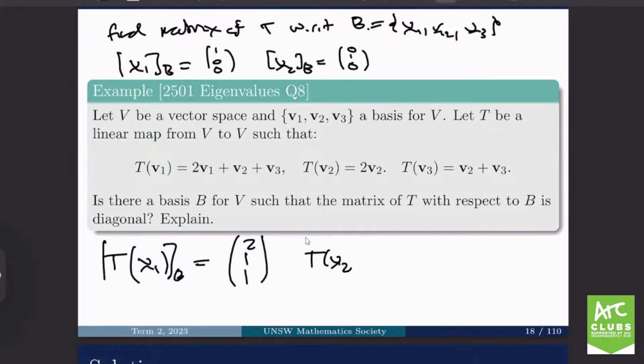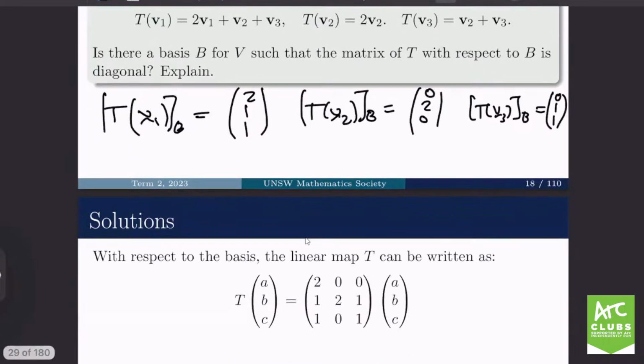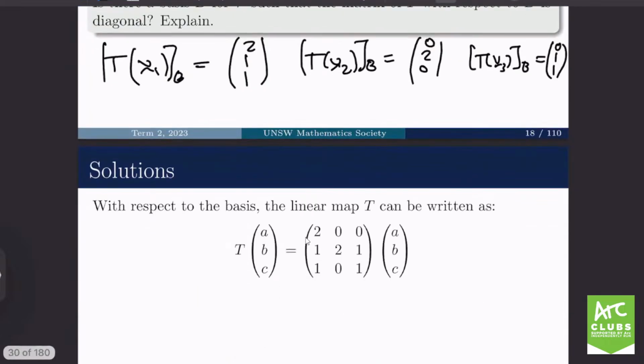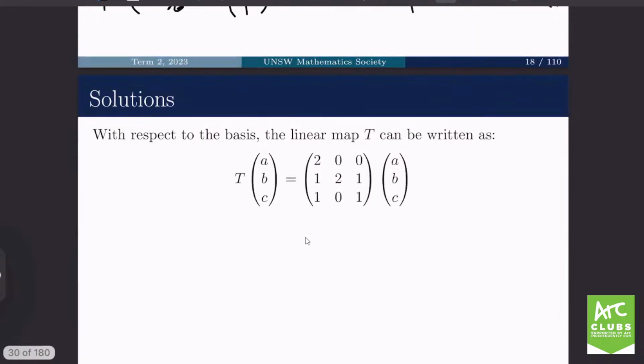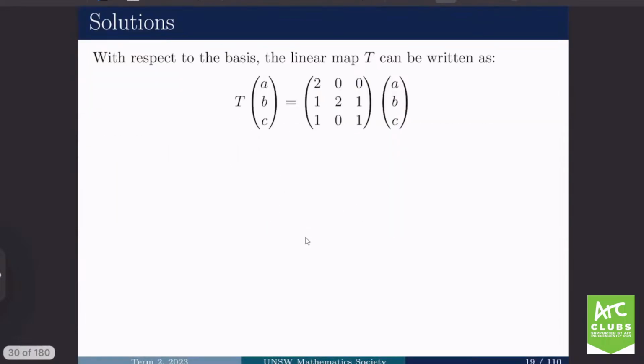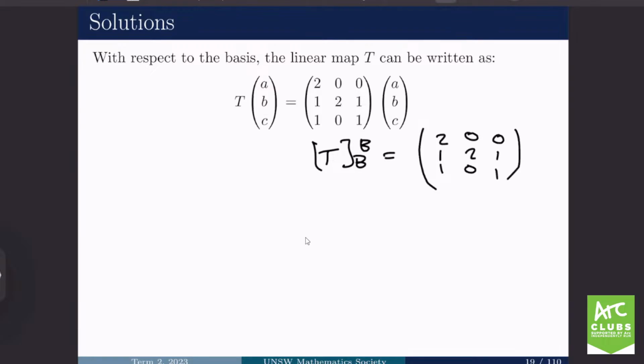And T of V2 with respect to my basis B equals (0, 2, 0). And T of V3 with respect to my basis B is (0, 1, 1). Okay, so the representation of the matrix with respect to the basis B will be this. So the matrix, T with respect to B in the domain and codomain, is (2, 1, 1), (0, 2, 0), (0, 1, 1). Okay?